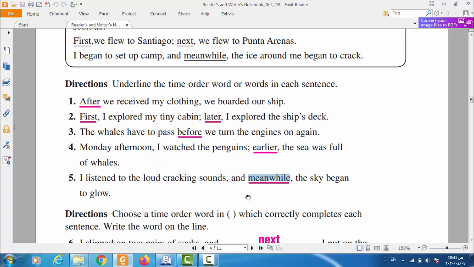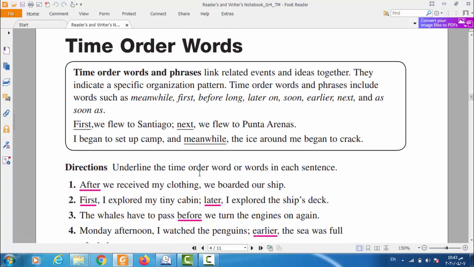So guys, let's recap the lesson again. It means let's just summarize it. Our lesson was time order words. Time order words are words that we use in a sentence in order to put the events of the story in order.